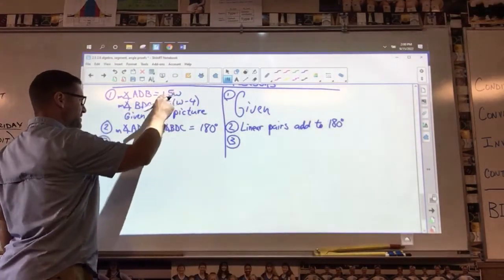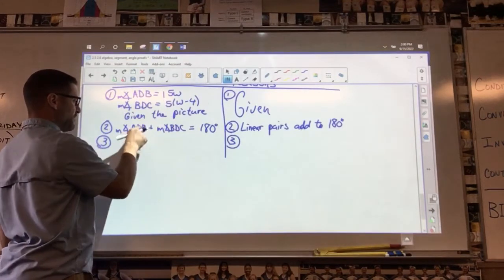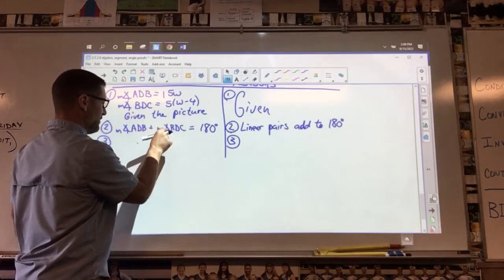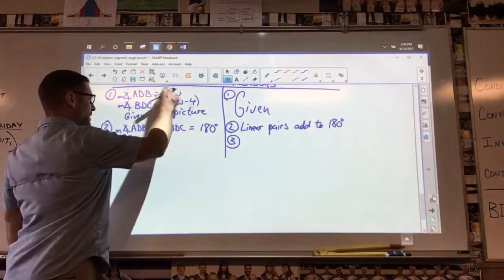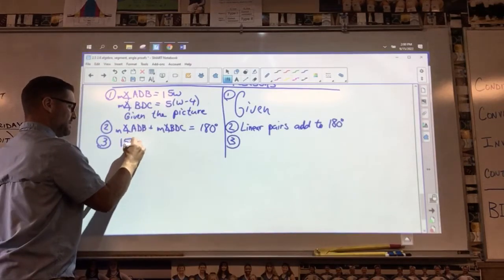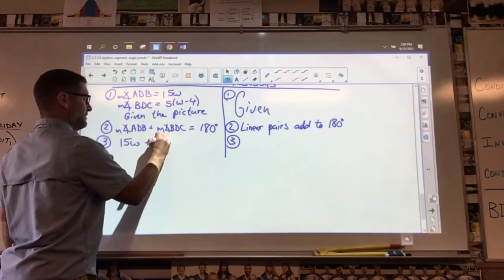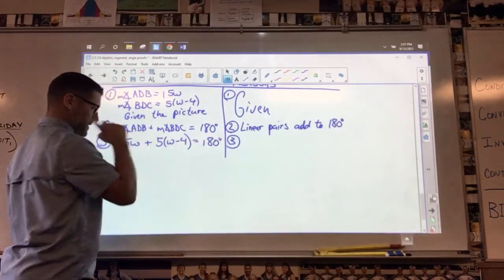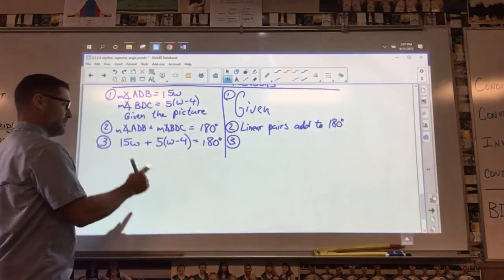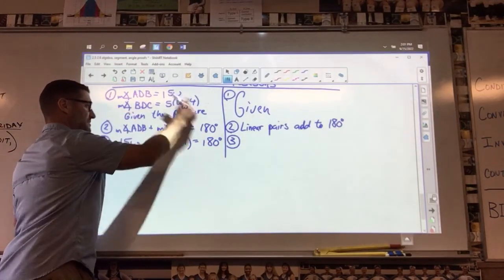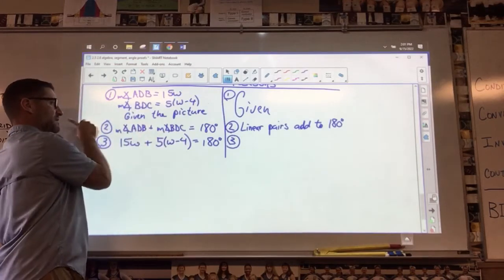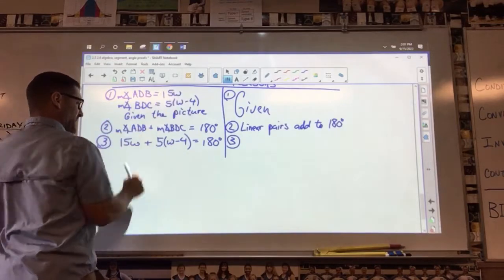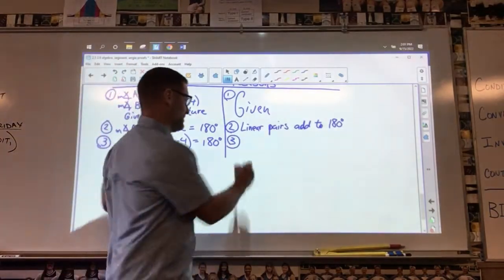All right, so I'm gonna substitute now. I'm gonna take 15W and plug it in for the measure of angle ADB. This literally says the measure of angle ADB plus the measure of angle BDC is equal to 180. Well, I'm gonna substitute in. I'm gonna go 15W plus 5W minus 4s adds up to 180 degrees. The reason I was able to go from all of this to here was because I took that out and plugged that in, and whenever you take something out and plug something in, it's called substitution.